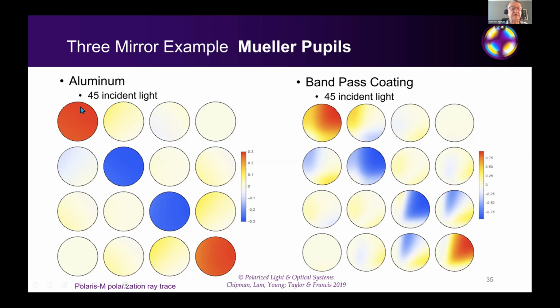I can shine in a grid of rays at different angles and different positions into the optical system, and measure the Mueller matrix of the corresponding exiting ray. So we just sweep the incident, sweep the exiting, build up a Mueller matrix pupil. And that's what we've done here for the bandpass coating as well.